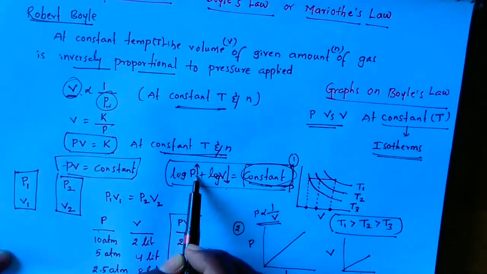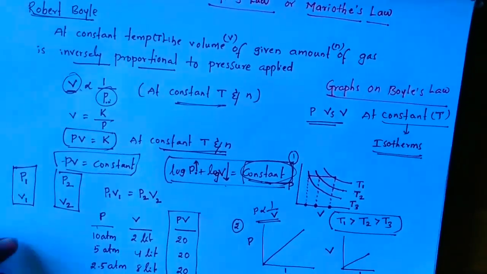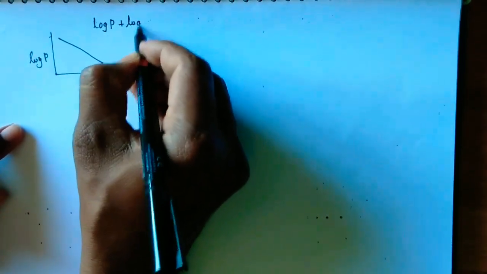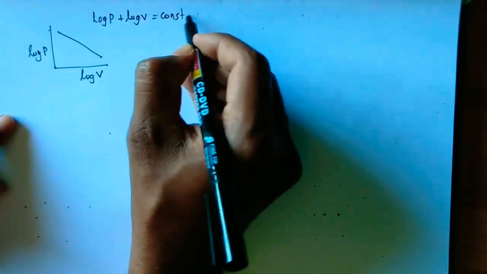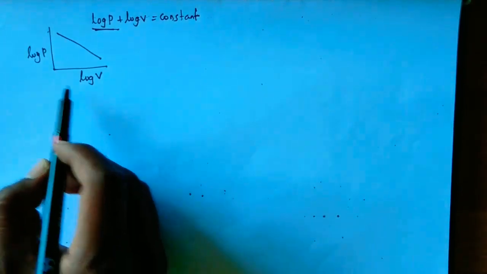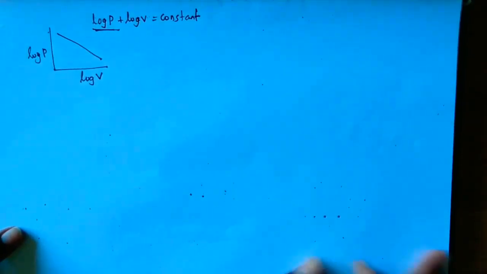If one increases, the other must decrease to make it constant. So that is what I have shown here, log P plus log V equal to constant. On increasing log P, log V decreases, and on decreasing log P, log V increases. Right.